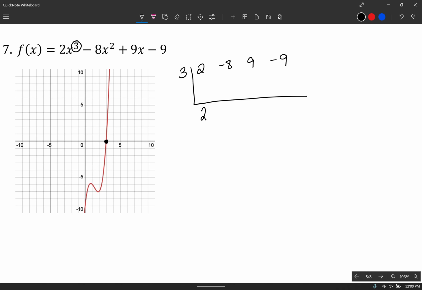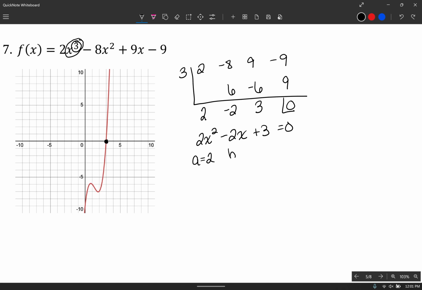Drop the 2. 3 times 2 is 6, plus negative 8 is negative 2. Times 3 is negative 6, plus 9 is 3. Times 3 is 9, which gives me a remainder of 0. I started with x to the third, and if I cut that down by a linear factor, that will be x to the second. Just shave one off, minus 2x plus 3. Again, I already know that this is not going to factor, so I will do the quadratic formula.